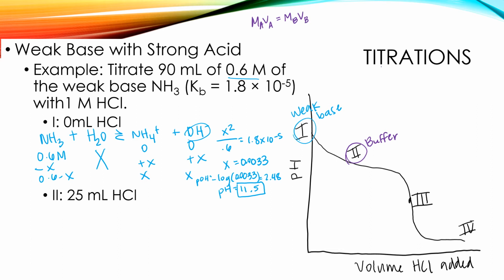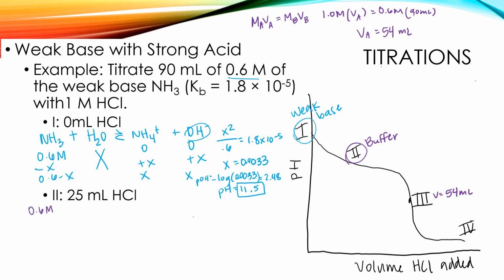So my acid is 1 molar. I don't know how much it's going to take to get to my equivalence point. My base is 0.6 molar, and I have 90 milliliters of it. So I'm going to do 90 times 0.6 divided by 1, 54. So the volume at my equivalence point is 54 milliliters. My point being, I know that 25 milliliters now is at region 2. Okay, so moving on.